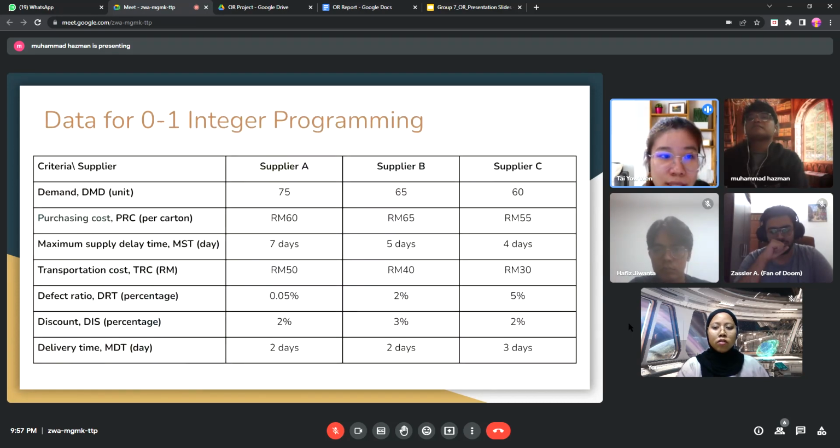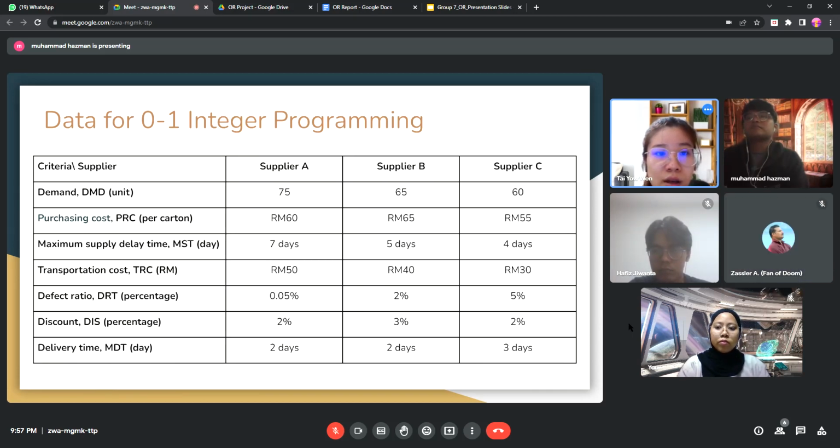So for the deterministic method, these are the criteria: demand, purchasing cost, maximum supply delay time, transportation cost, defect ratio, discount, and delivery time. So these are the data collected based on the conversation with the shop owner. And next slide.